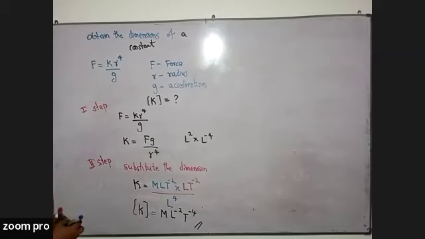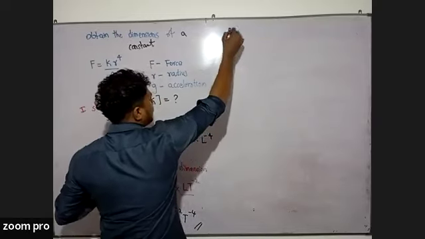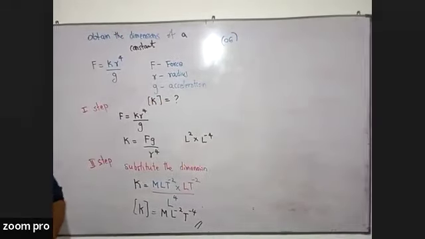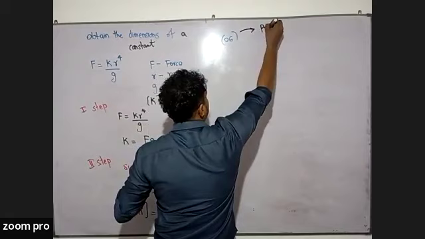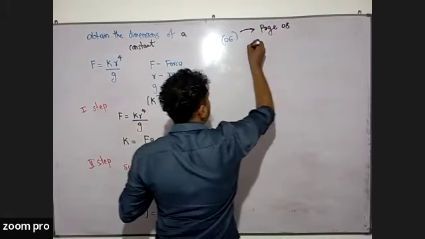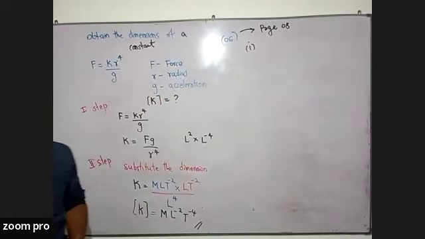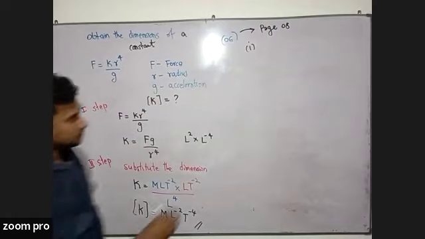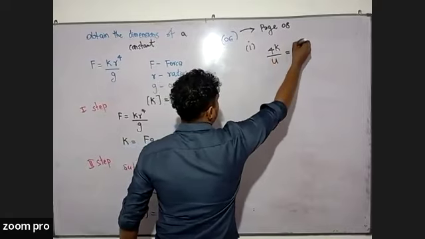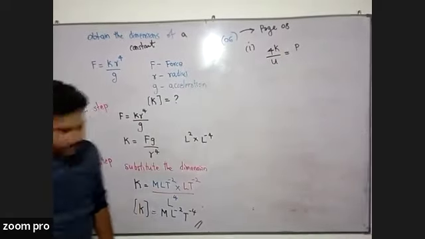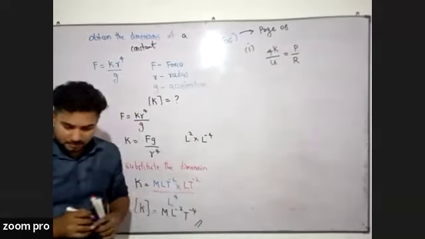So after completing the copying of this example, let's move on to the sixth question in the tute on page number 8. Sixth question in the tute, page number 8, and the first Roman number. Here there is an equation of K over U, P over R. So guys, this is the question.